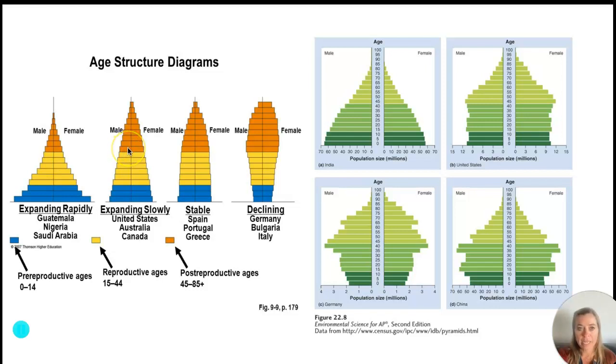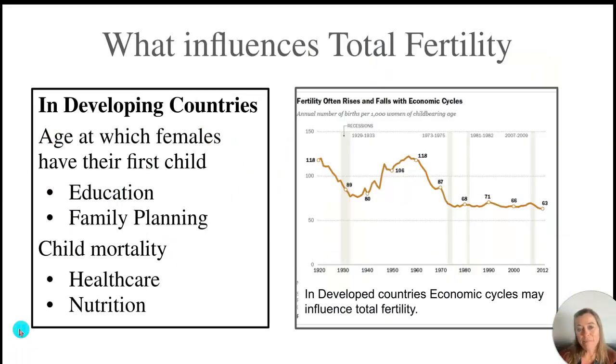And we'll talk about this in a second, but this looks like a slowly growing population. This is a stable population. You can see that there's not a lot of growth going in between here and here. And then this is a decreasing population like you would find in some countries in Europe.